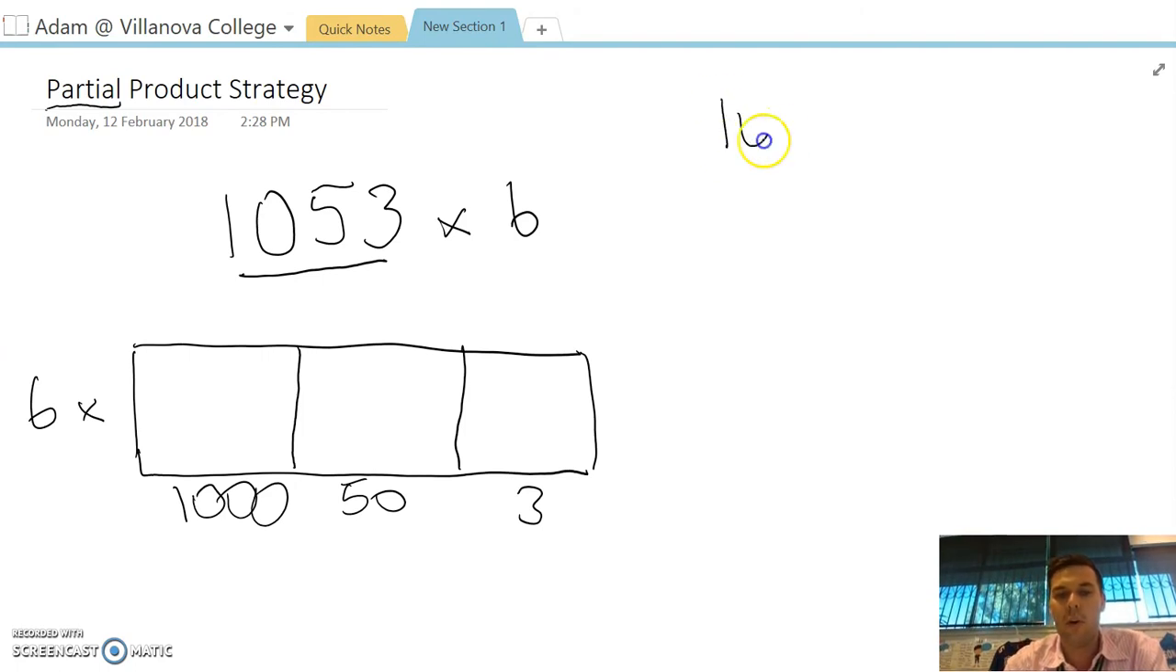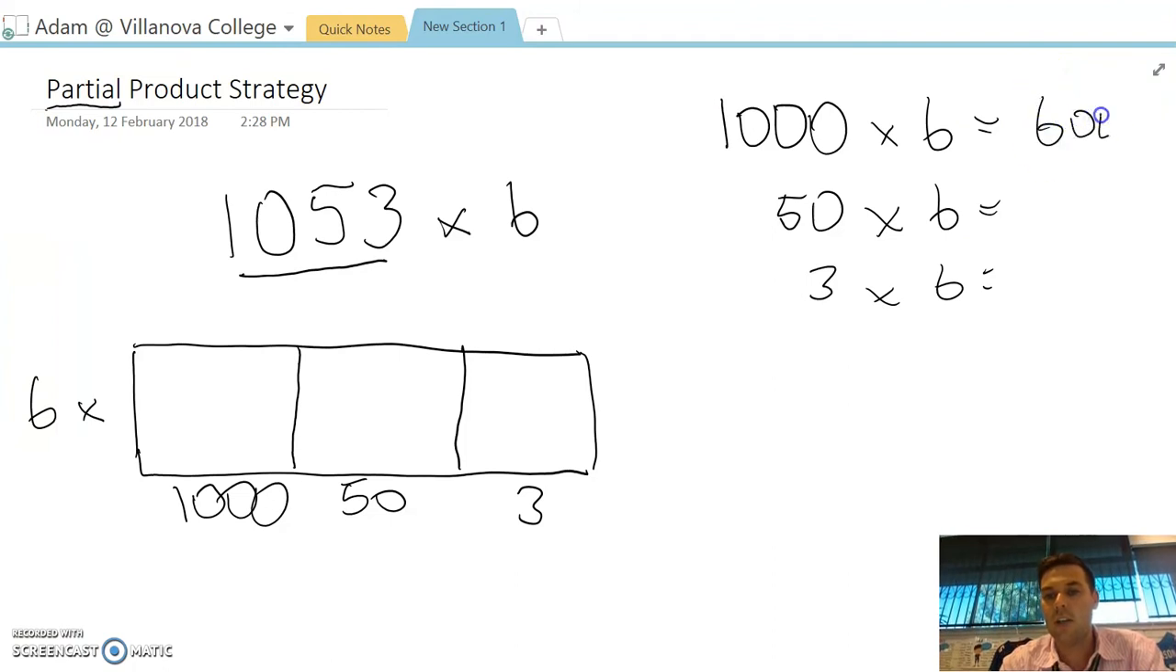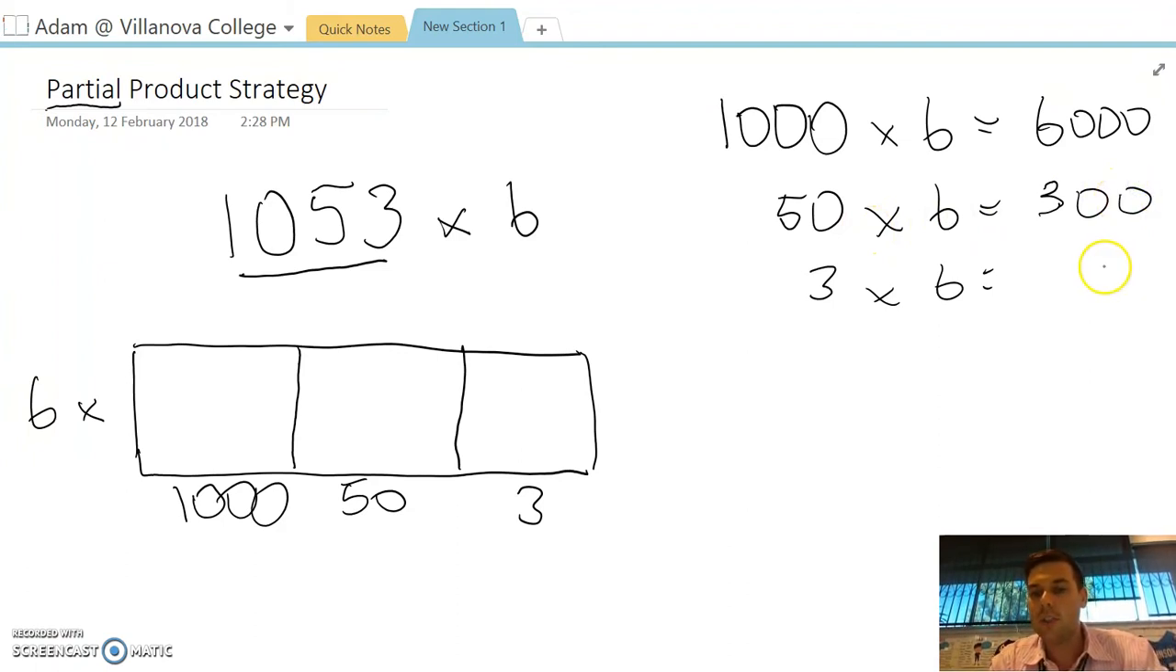So I would go 1,000 times 6, 50 times 6, and 3 times 6. 1,000 times 6 would be 6,000. 5 times 6 is 30. And we've got a 0 there, so we'd put the 0 on as well. And then 3 times 6 is 18.